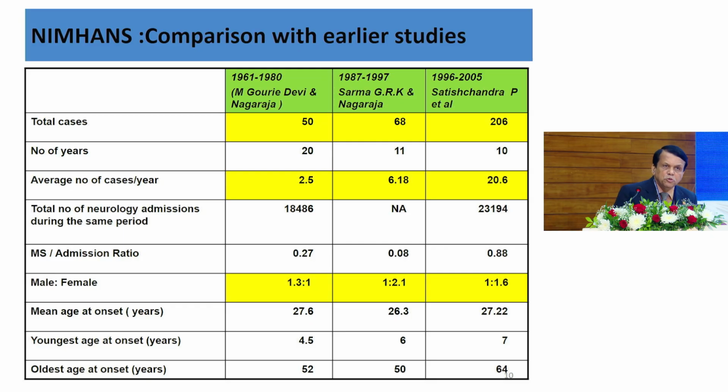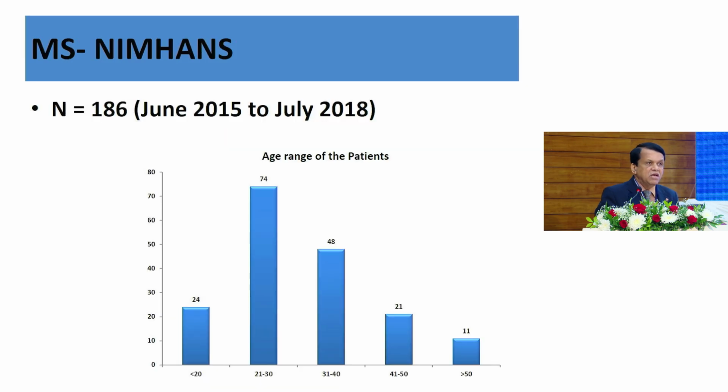And what has happened today? Today we are seeing at least 5 cases every month, and even in Apollo Hospital, I see at least 2 to 3 cases every month. This was the experience from June 2015 to 2018. You can see how it has jumped. In a 3-year period, we had seen 186. And that was the time I went around the country to see whether there are increasing cases of multiple sclerosis.